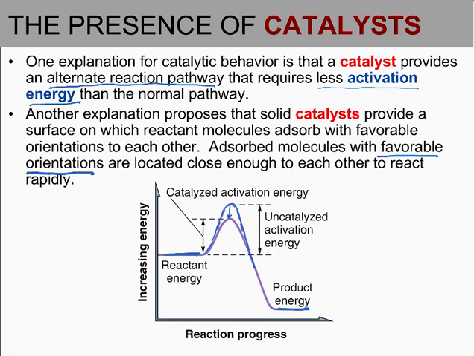So there are a lot of different ways that we can speed up a reaction. So we just saw we could increase the concentration of the reactants, we could increase the temperature of the reaction mixture, and we can also add a catalyst. Now, one way that we could slow down a reaction is using what's called an inhibitor.